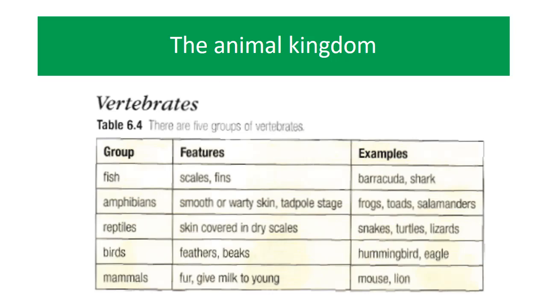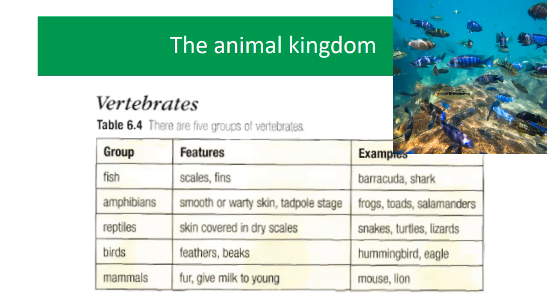So let's continue with the vertebrates group of the animal kingdom. Here we'll start with the fish, which have scales and fins for easier swimming. Any animals found in the water that are vertebrates are fish.